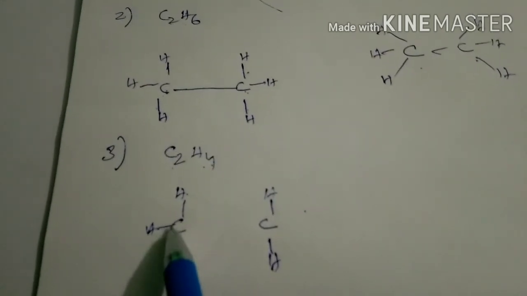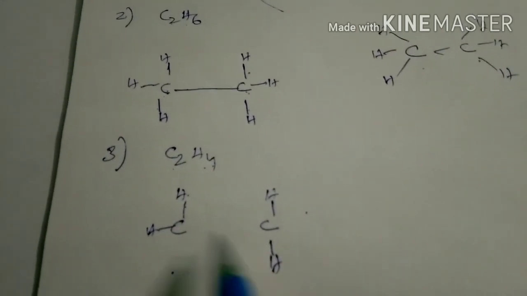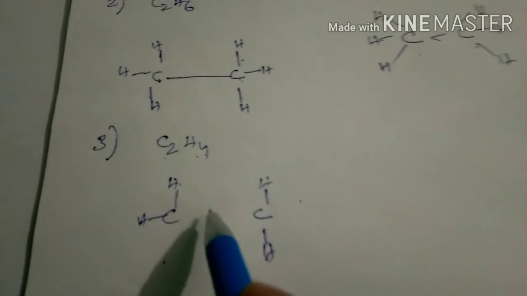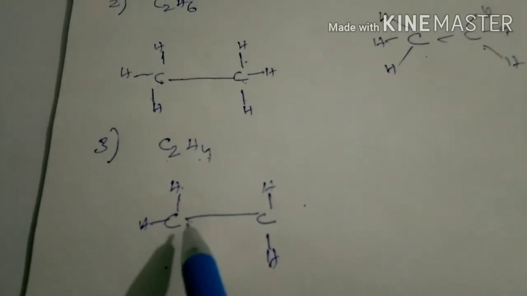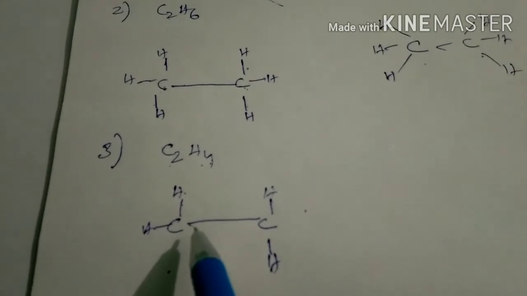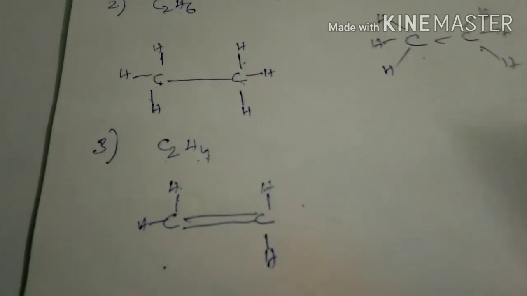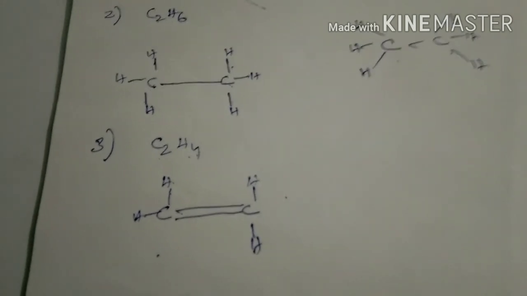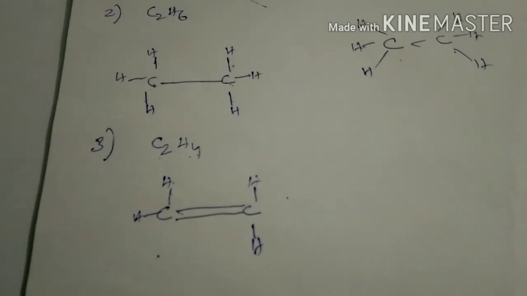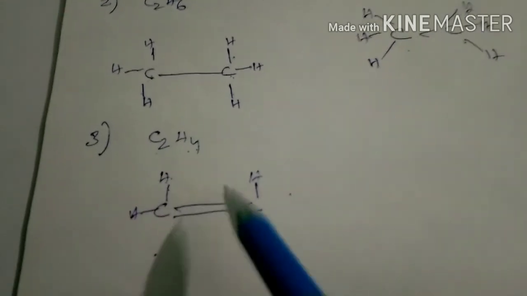That is correct. But carbon forms how many bonds? Every time 4 bonds. But here it forms 2 bonds only. So still it requires 2 bonds. So if you draw 1 bond, then carbon forms 3 bonds. It requires 1 more bond. Then you have to draw 1 more bond. So this is the way to draw the structure of the compounds. These are called carbon compounds.